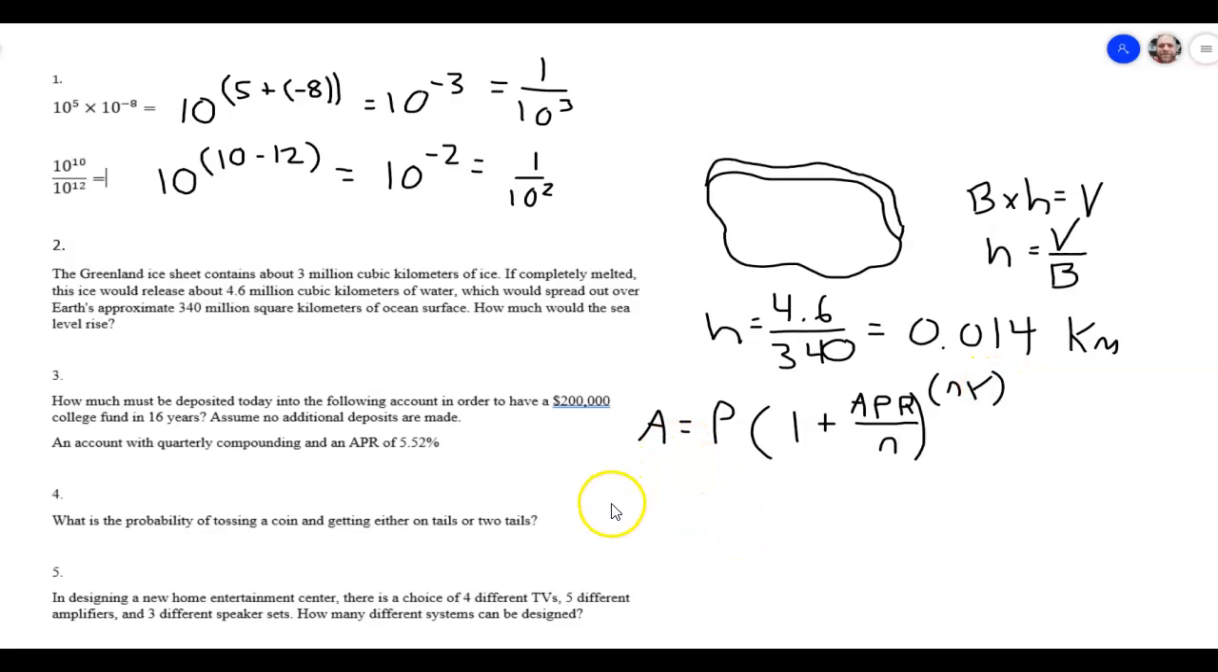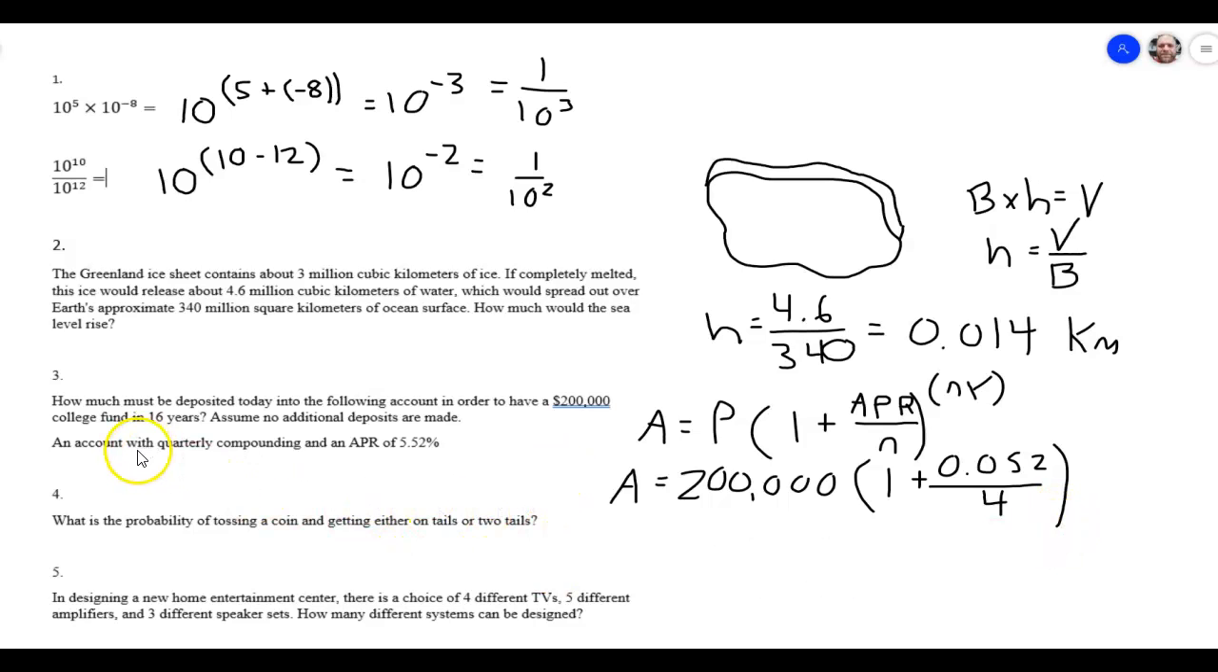So in this case, A would be equal to the principal, that's the amount that we deposit, 200,000, times 1 plus our APR in decimal form. So in order to change this from percent to decimal, we move the decimal place 2 to the left. So this would be 0.052 all over N. That's the number of times that we compound each year. So this says quarterly. Quarterly means 4 times a year, so we put a 4 underneath here.